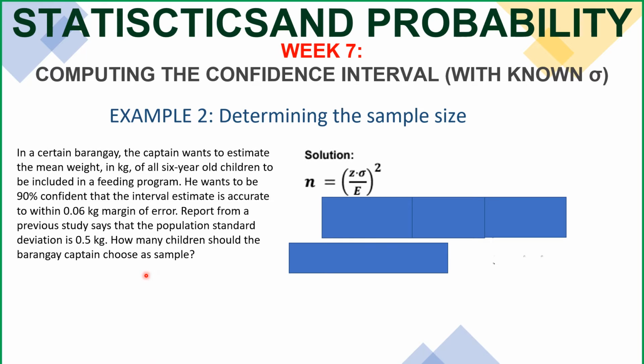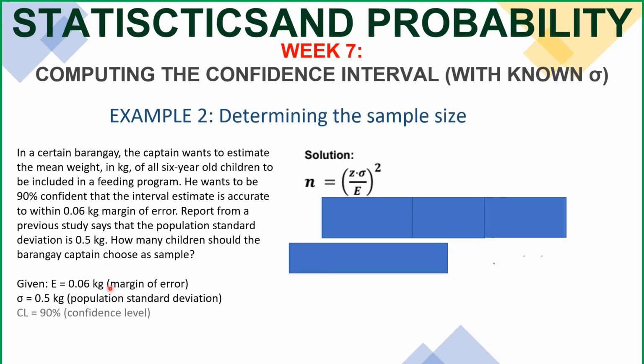So first, let us determine the given. So first one is the margin of error. Sabi dito, margin of error is 0.06 kilogram. Then the sigma or the population standard deviation is 0.5. Sabi dito, population standard deviation. So sigma is 0.5 kilogram. Next one is the confidence level of 90%. Ayun. So we have to find the sample size.